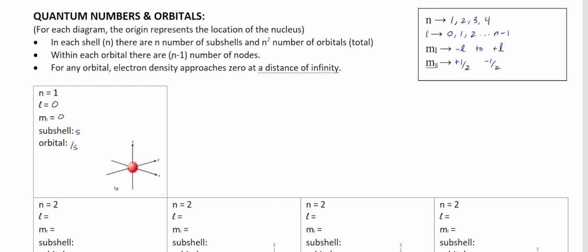And we do our calculation for the number of nodes. Number of nodes is n minus 1, so we'll say nodes is equal to n minus 1. My n in this case is 1. So in the first energy level, there are no nodes. Okay, so the first energy level only has one orbital. And one orbital can hold 2 electrons. So the first energy level is only capable of holding 2 electrons.